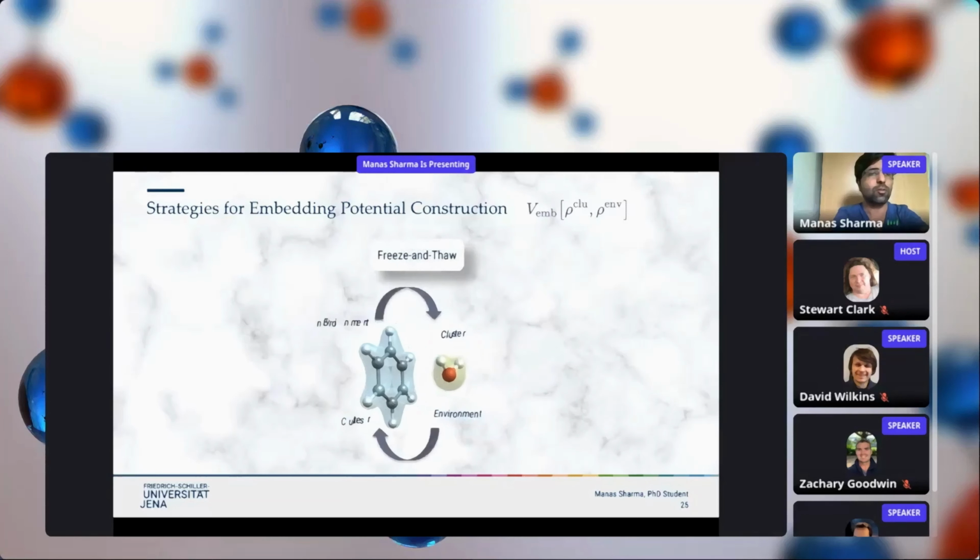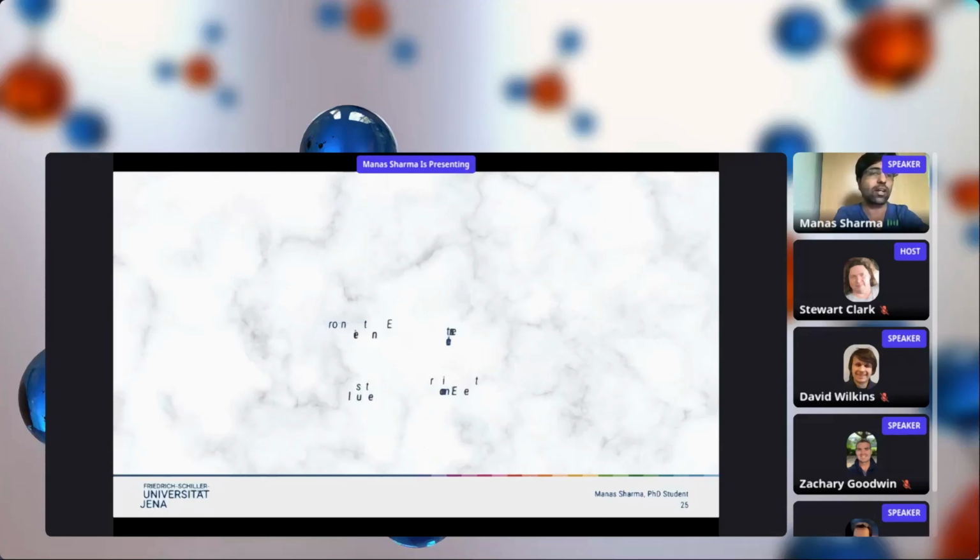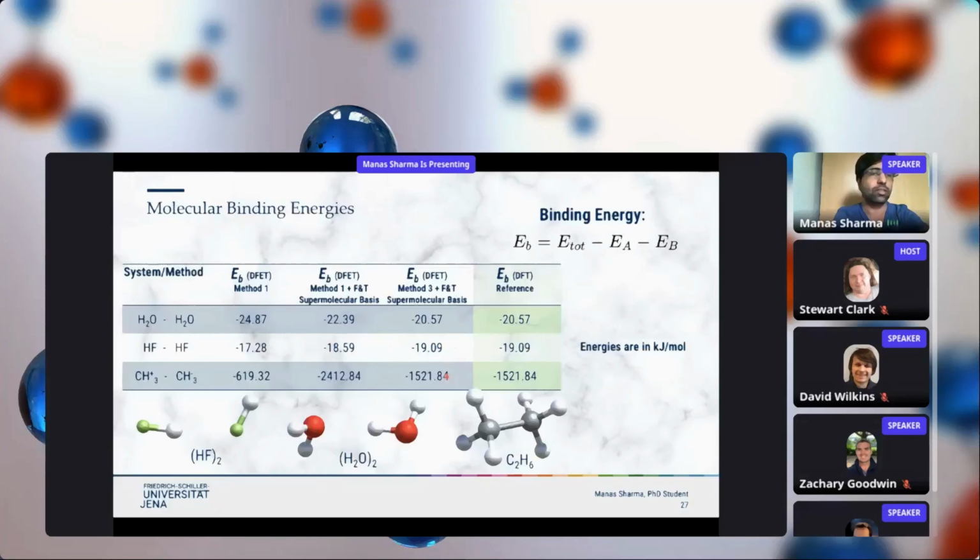Furthermore, it is quite common to perform a freeze and thaw procedure where the roles of the environment and the cluster are interchanged iteratively until self-consistency is achieved. So enough about the theory. Now let's have a look at the kind of results that you can expect in practice. For that, I will show you some ground state properties obtained using molecule-in-molecule DFT.